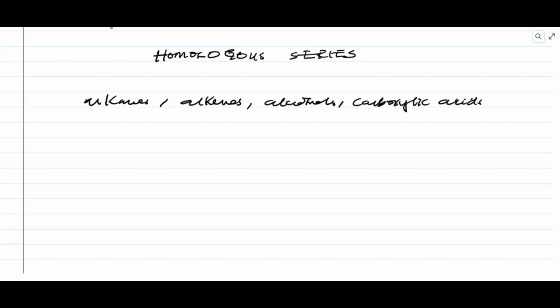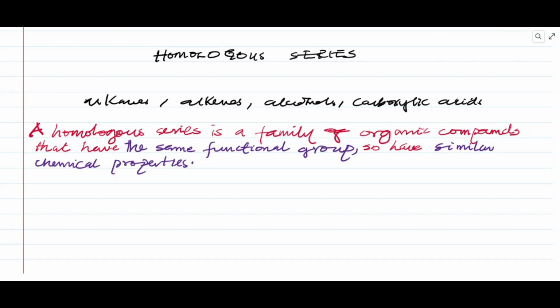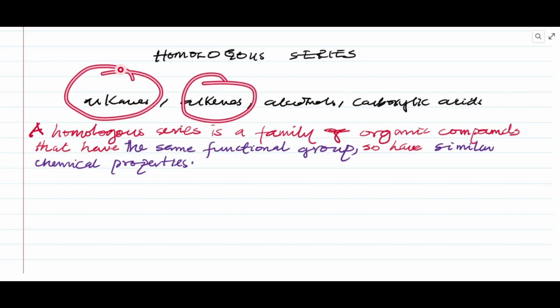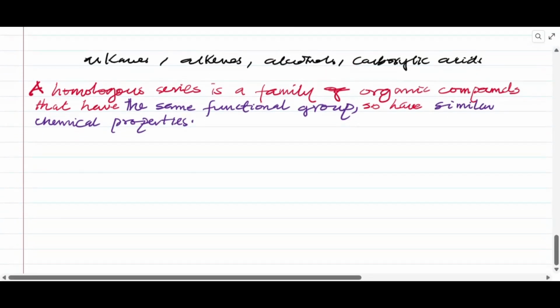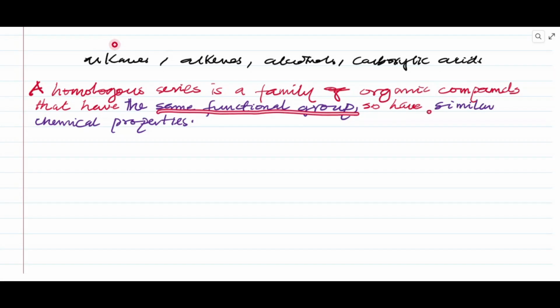So, what are homologous series? A homologous series is a family of organic compounds with the same functional group. Because they have the same functional group, they will have similar chemical properties. Any member of each series will have these properties: they have the same functional group, and they will react alike. They have similar chemical reactions or chemical properties.